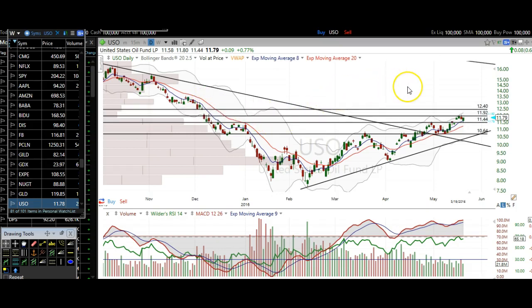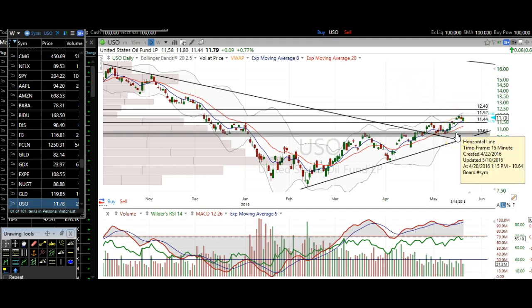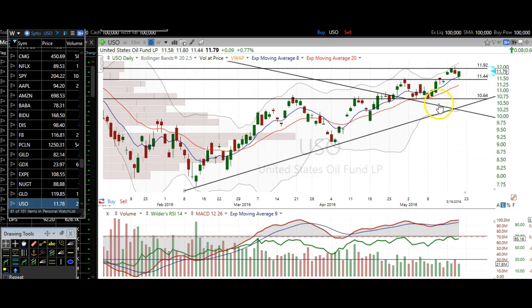and my make or break level on USO is going to be that 1060 level. If you watched those videos when USO was bouncing around here, I mentioned that we were most likely going to get a bounce from that level, which is what we did exactly.